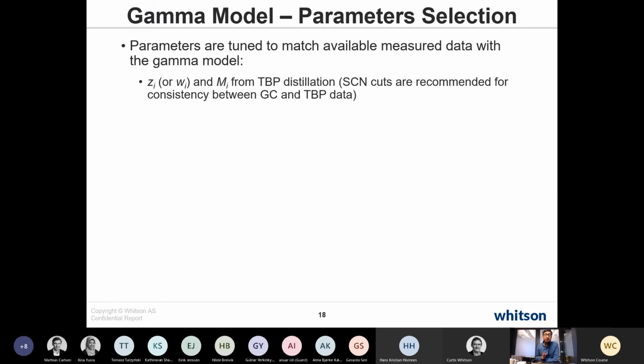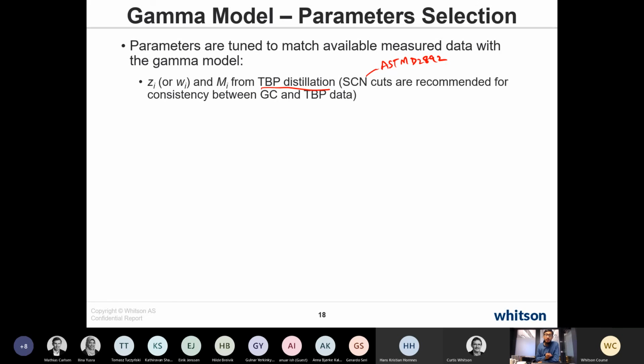So how do we come up with the gamma model parameters? How do we determine the alpha, eta, average molecular weight, and these molecular weight boundaries? The data that can be used to determine those numbers could be your TBP distillation, the single carbon number cuts from ASTM D2892, or other cuts, for example, the refinery cuts. That's the more common type of PVT data that people generally have.